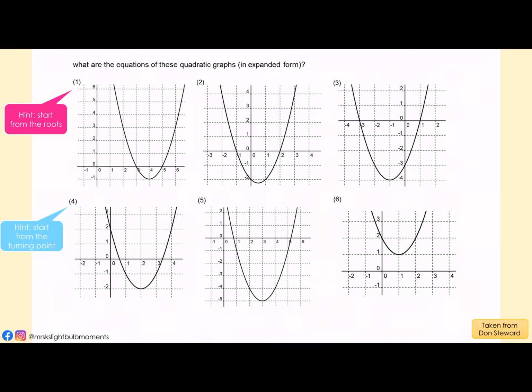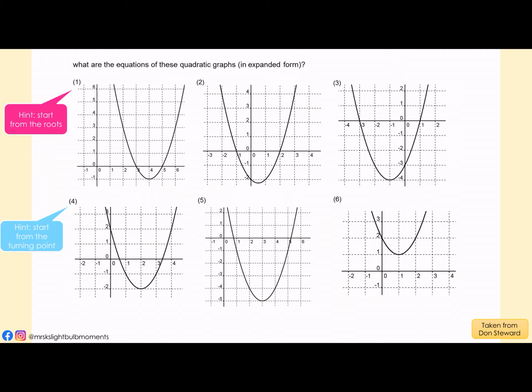Now with these ones, just try question 1 and 4 from me. I'd like you to go the other way. I'm giving you the graph and I'd like you to write the equation. It says in expanded form, that means not just in completed the square form. We want the original equation, something x squared plus something x plus something.